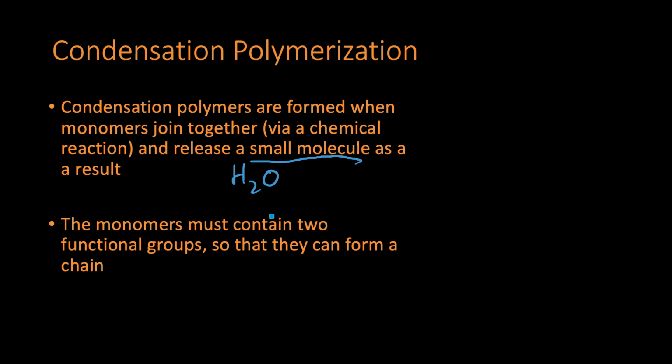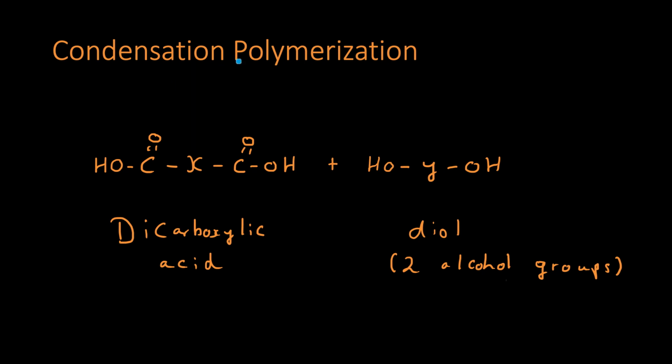Now, the monomers must contain two functional groups, okay? Two functional groups, so that they can form a chain. Now, those two functional groups could either be the same or not, right? And we're going to have a look at an example right now. So, let's have a look. Now, if you don't know what a carboxylic acid or an alcohol is, stop the video, go and have a look at my videos on those, because that is extremely important. You need to know what those functional groups actually are.